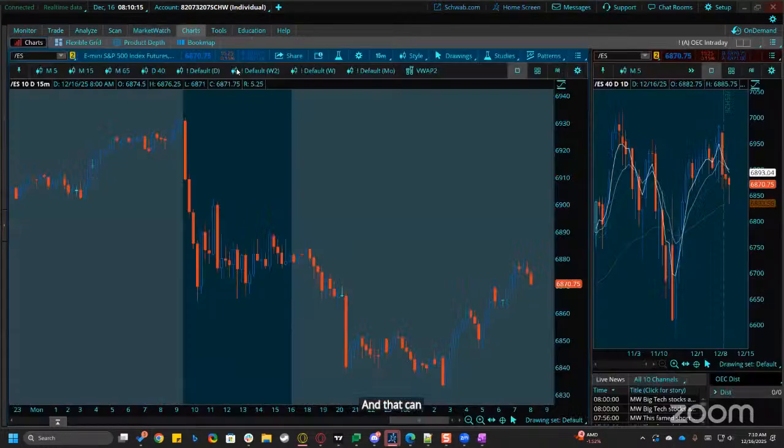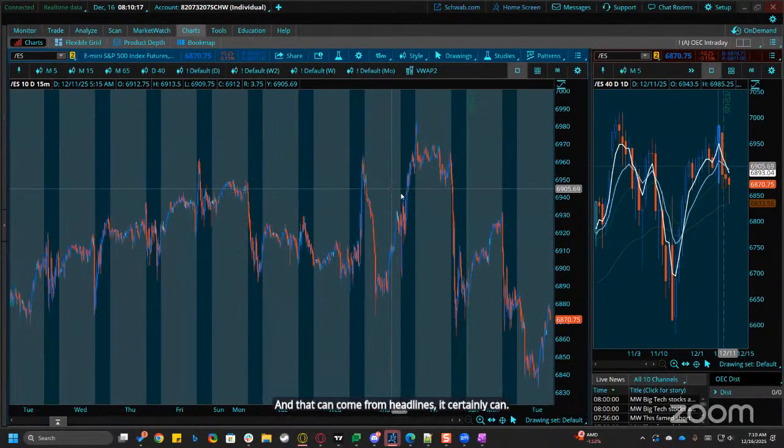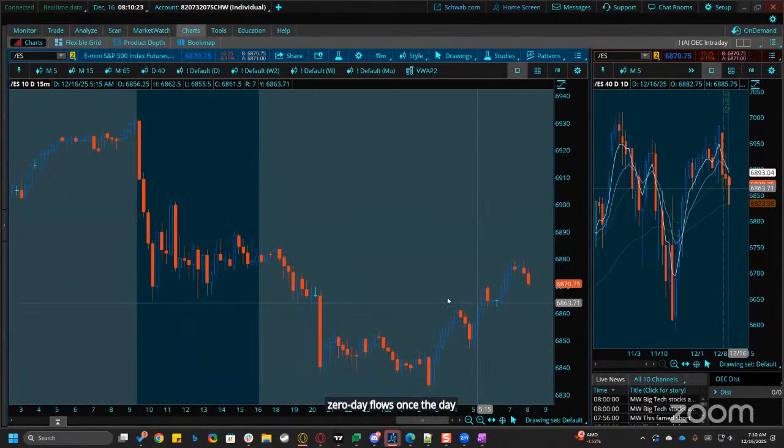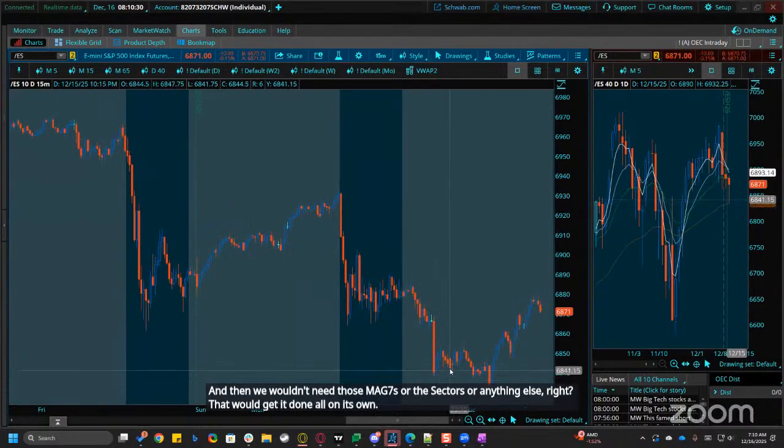And that can come from headlines. It certainly can. We could get headlines this morning, and then we could get 0-day flows once the day opens. And then we wouldn't need those Mag 7s or the sectors or anything else, right? That would get it done all on its own.